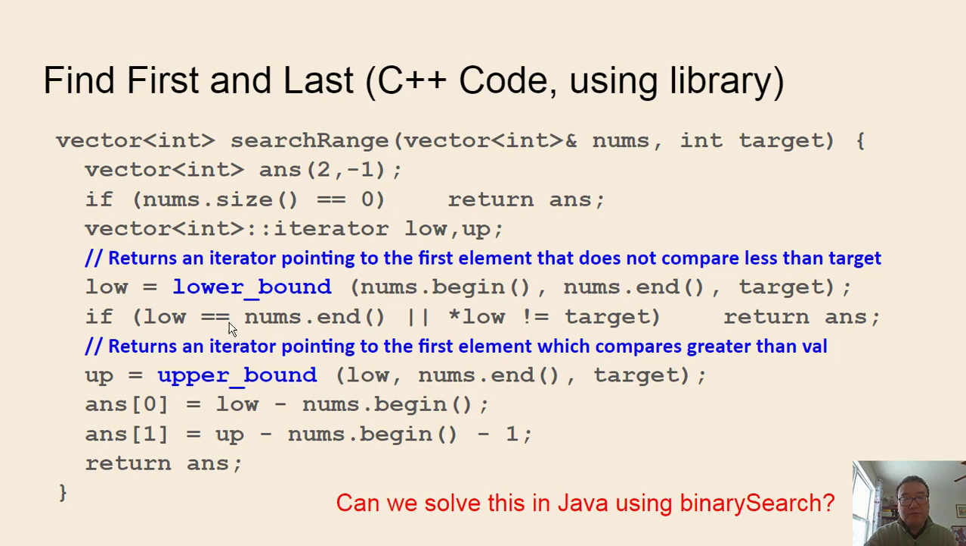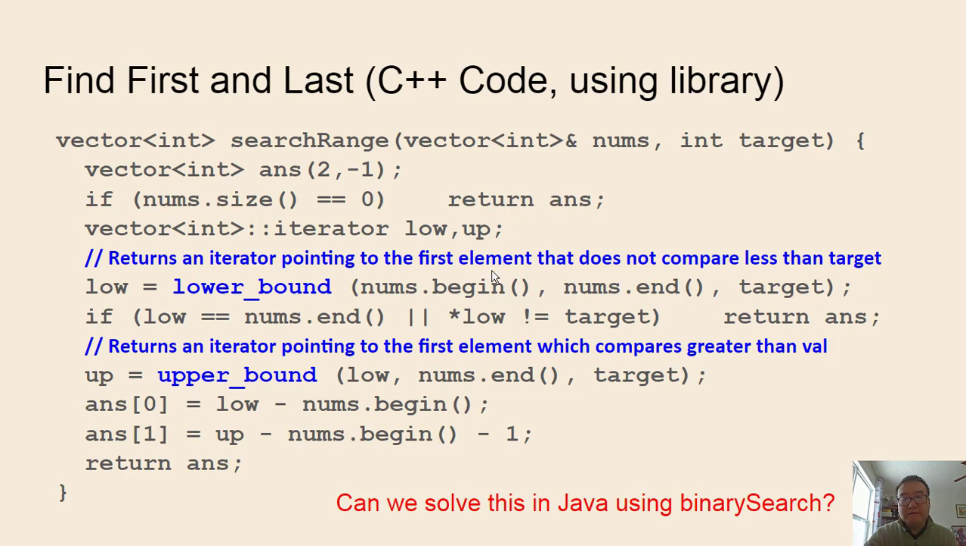For this problem, after we find the lower bound, we need to first check whether the lower bound is at the end, which means all the elements in the vector are less than target. So the first one that doesn't compare less than the target is actually the end. In that case, the element does not occur, and we need to return -1, -1.